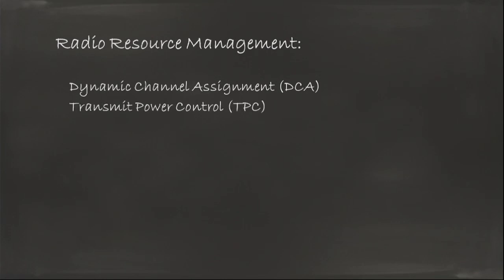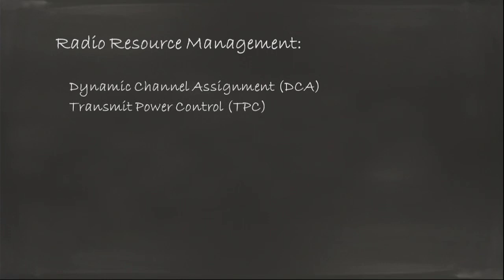And it acts on three different items that you need to be very familiar with. The first one is channel, using an algorithm that we call DCA, Dynamic Channel Assignment. The second item, which works together with DCA, is power, and that uses Transmit Power Control, TPC.